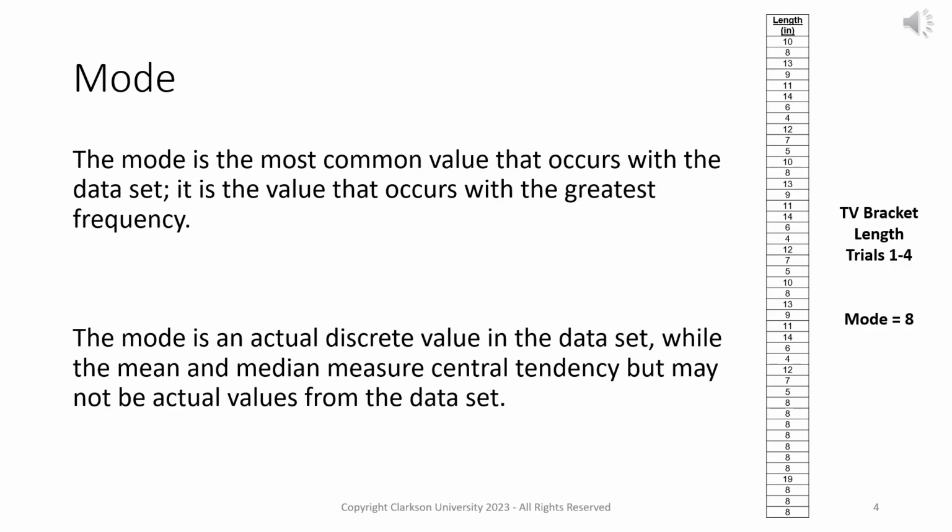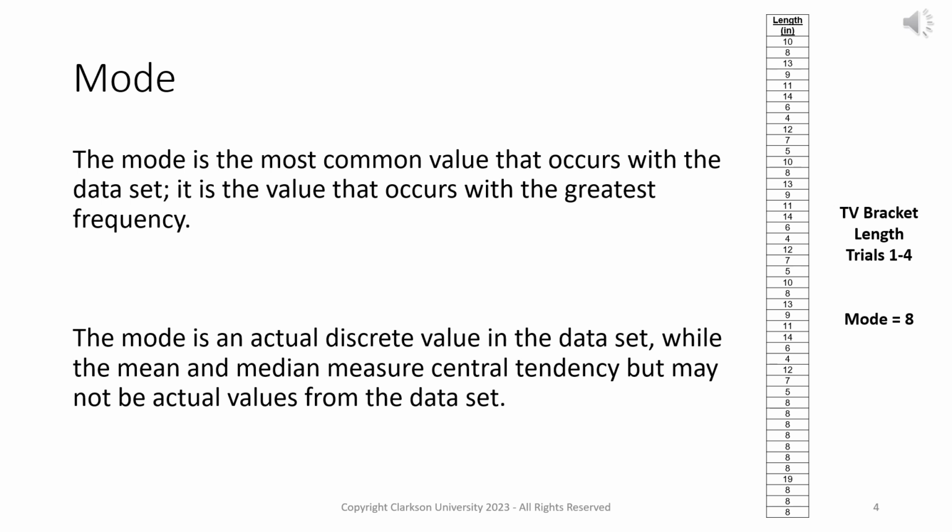The mode is another measure of central tendency. The mode is simply the most common value that occurs within a dataset. It's the value that occurs with the greatest frequency. The mode is actually a discrete value in the dataset, while the mean and median measure central tendency, but they may not be actual values from the dataset.